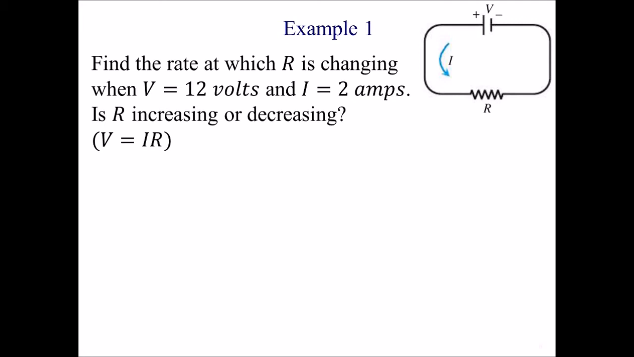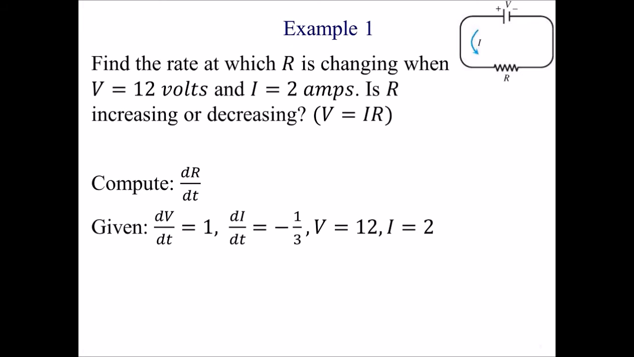Recall that voltage equals current times resistance. Might be a good idea to set up everything you know, to organize everything like I've done here. We're interested in computing dR/dt, the rate of change for the resistance. We were given a change in voltage at 1, so dV/dt equals 1. The change in current is -1/3. Voltage is 12 and current is 2 amps at this time.